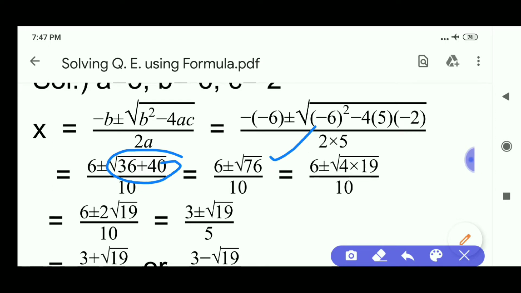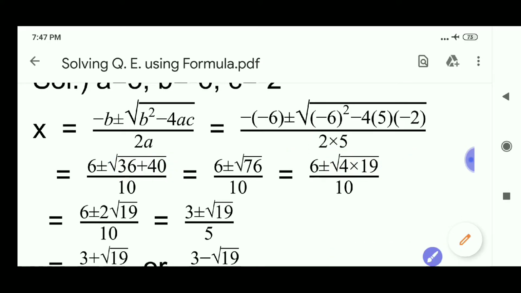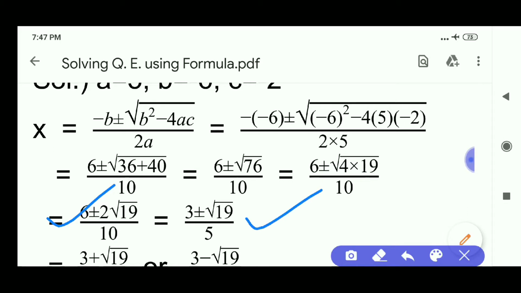Now 76 can be written as 4 into 19. Again, root of 4 is 2. So it became 6 plus or minus 2 root 19 by 10. Observe this fraction carefully. Each term is divisible by 2. So divide each term by 2. We obtain the answer 3 plus or minus root 19 by 5.